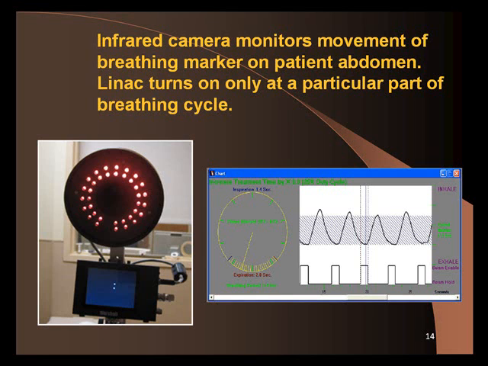Then it displays it on a computer screen. So here's the cycle of the patient's breathing, up and down, up and down. We can display that cycle. This is a screen cap of the Varian breath gating system.